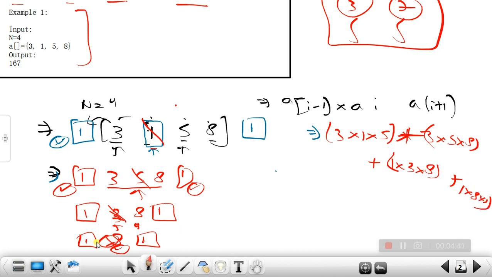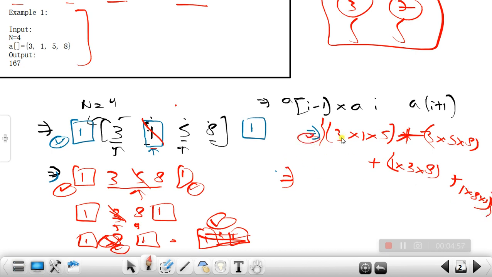So now all the balloons are gone, and I have only 1 and 1. These are just for boundary conditions. We are not going to burst them and not going to include the cost due to these. Now I have this much profit, this number of coins.